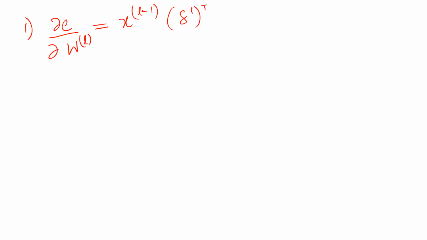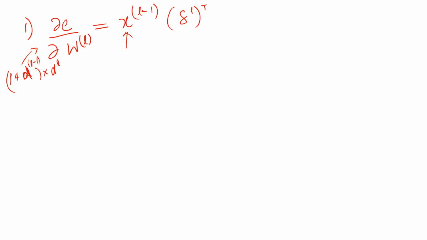Let's put things in perspective. We have come up with two things. The first is this: the derivative with respect to WL equals XL minus 1 times delta L transpose. By the way, remember that the dimension of this is 1 plus dl minus 1 times dl. You can go and verify this. So this is the left hand side. On the right hand side, this is the output from layer L minus 1 times the sensitivity of layer L. Well, we know that we cannot compute this exactly, but we'll see what we can do about it.